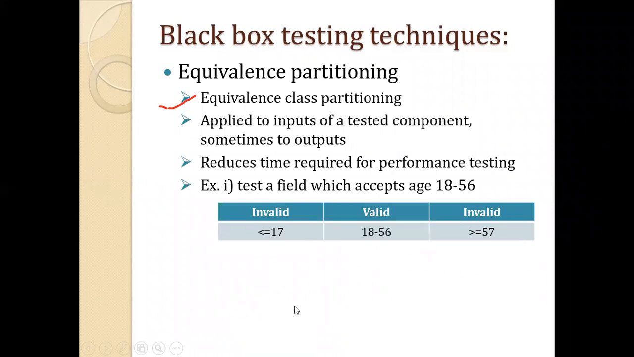So this is the scenario: if the age is less than or equal to 17, you are treating it as invalid. If it is greater than or equal to 57, then also it will be invalid. But if it is between 18 and 56, then only it will be valid, and that particular data will be accepted. This is the scenario. Okay, so how many test cases will be there?